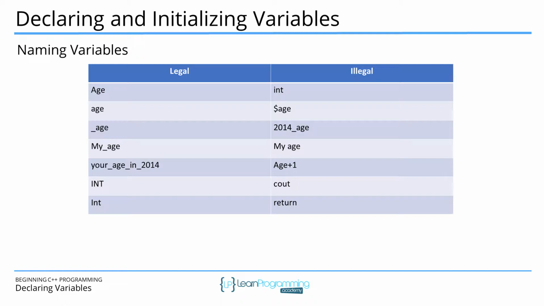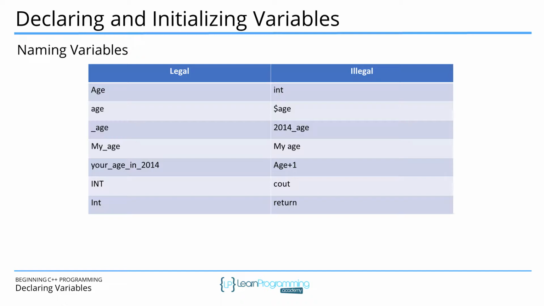The right column has some examples of illegal variable names. The first example is lowercase int. This is not allowed since lowercase int is a reserved word in C++. We cannot have special characters like the dollar sign or mathematical characters like the plus sign. Also notice that variable names cannot have spaces in them.